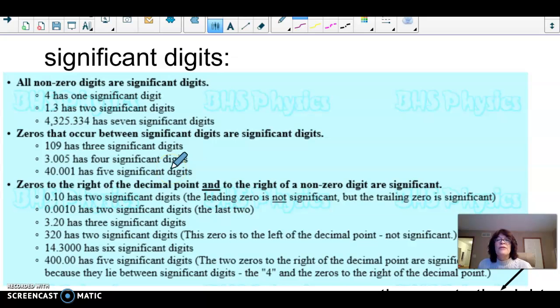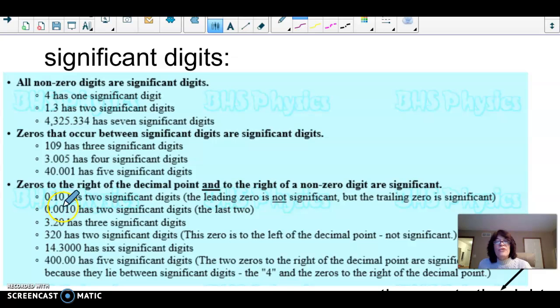This is the part that gets me a little confused. I'm not going to lie, I have to think about significant digits every time. This one has 2 significant digits. This 0 is not significant, but these 2 are. The leading 0 is not significant, but this one is to the right of the decimal point and to the right of a non-zero digit. This one only has 2 significant digits, the 1 and the 0.